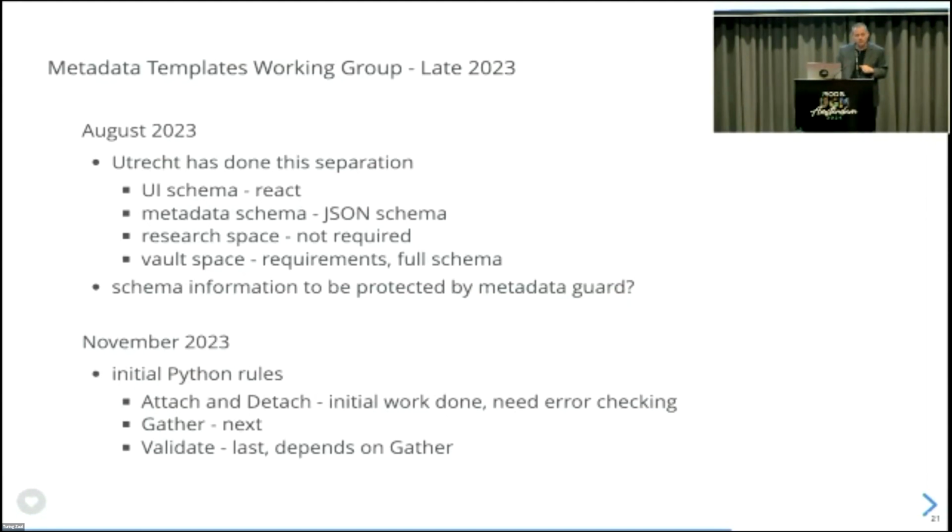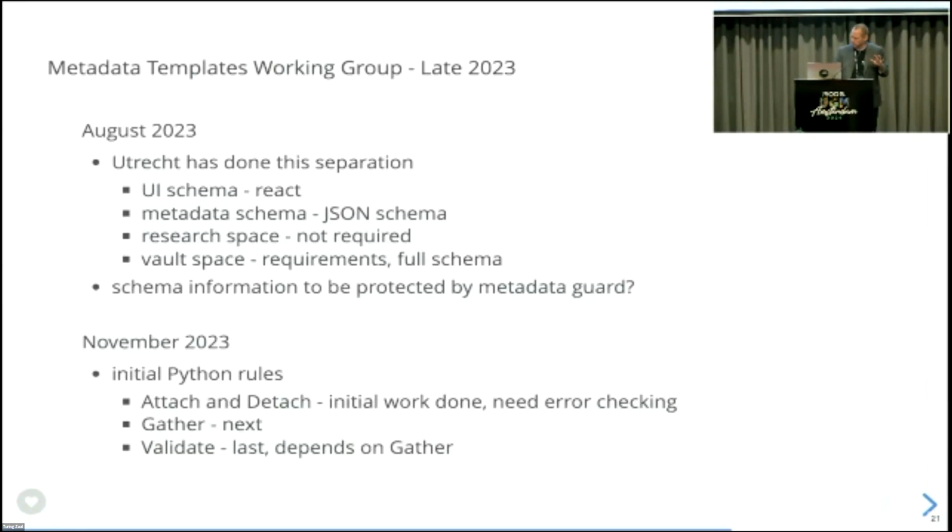And the other concept was that now we have this idea of metadata guard. Oh yeah, we probably shouldn't let the people just change the schema. Okay, so we should use the guard to protect the metadata that's protecting the metadata. There's a lot going on there. By November, we had some initial Python rules for those things. So attach and detach were pretty straightforward. It's just an AVU. Error checking, we'll do that later.